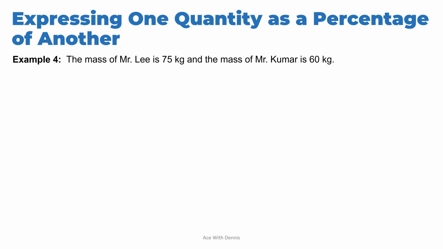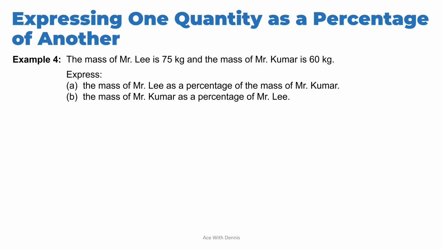Example 4. The mass of Mr. Lee is 75 kilograms and the mass of Mr. Kumar is 60 kilograms. Express A, the mass of Mr. Lee as a percentage of the mass of Mr. Kumar. B, the mass of Mr. Kumar as a percentage of Mr. Lee.